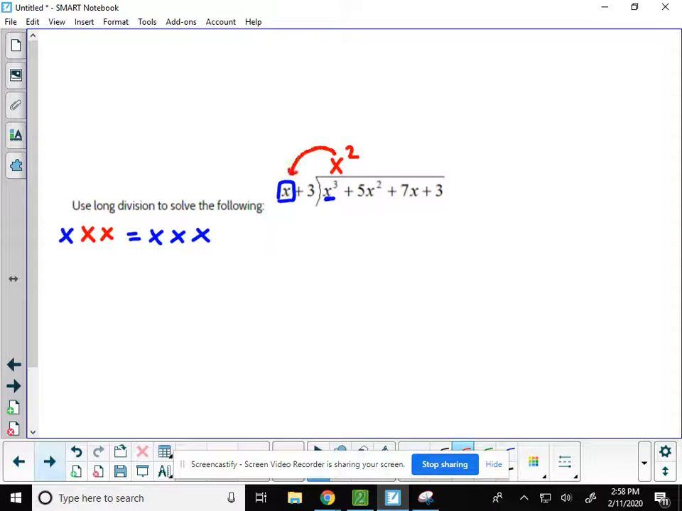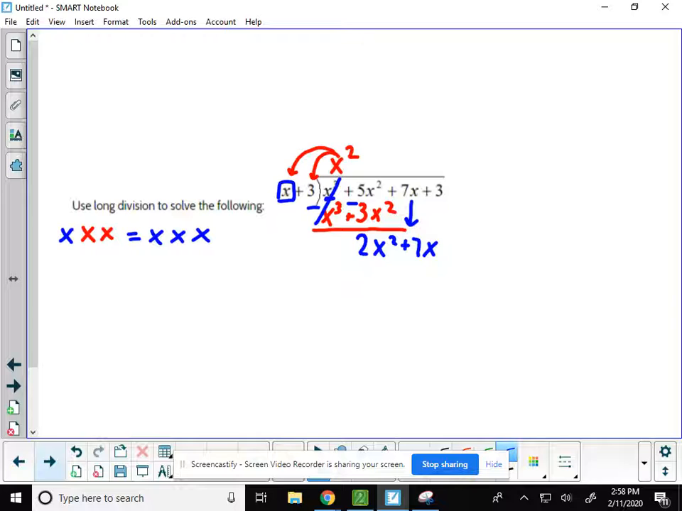Now you're going to multiply this to both pieces. And you're going to get x to the third plus 3x squared. Okay, so now you're going to subtract. When you subtract, this term is going to go away. This term's subtraction is going to become 2x squared, and you're going to drop down plus 7x.